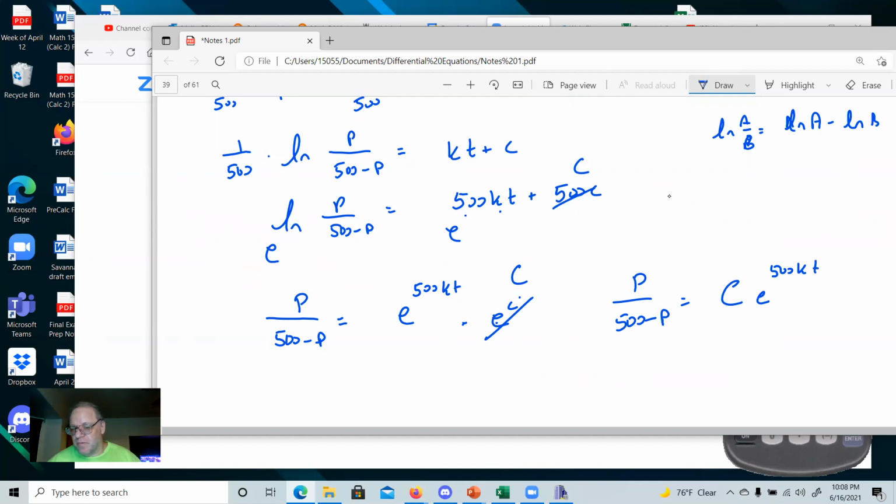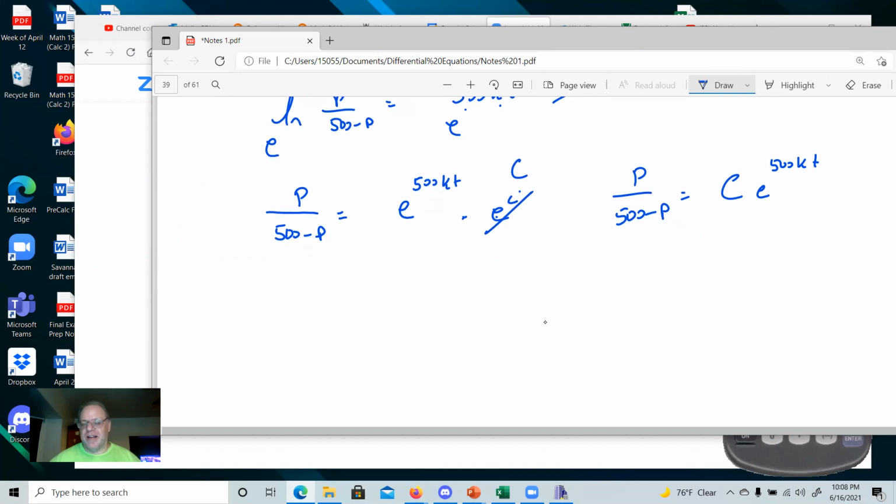Okay, so now we get to do some fun stuff with this. So we're going to say P is equal to 500 minus P times C e to the 500kt.